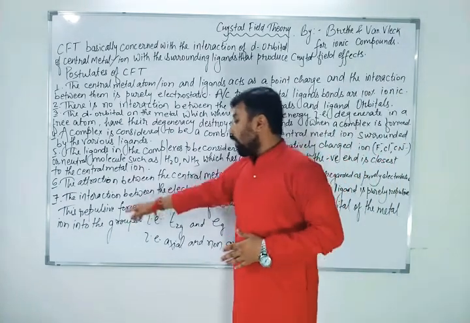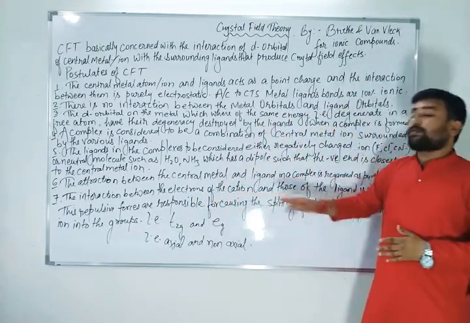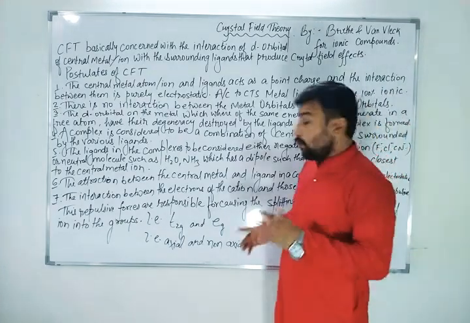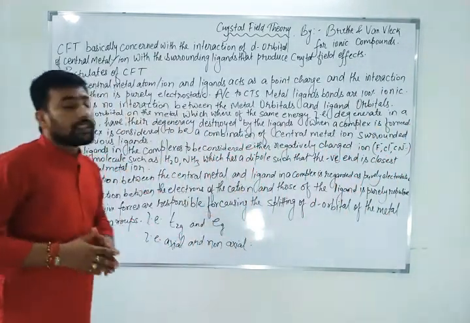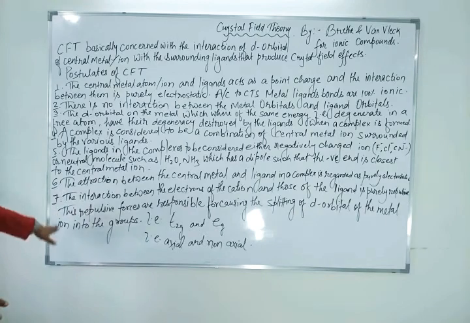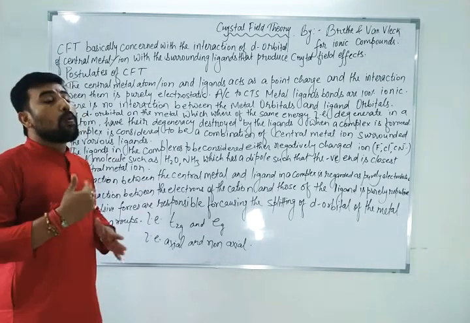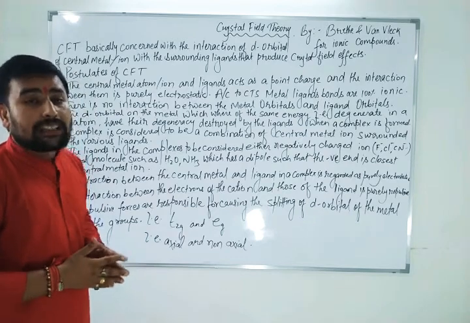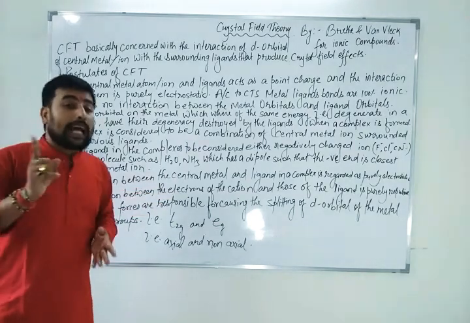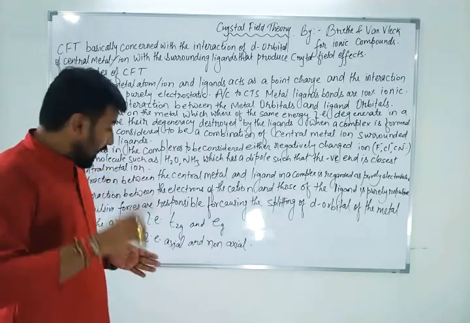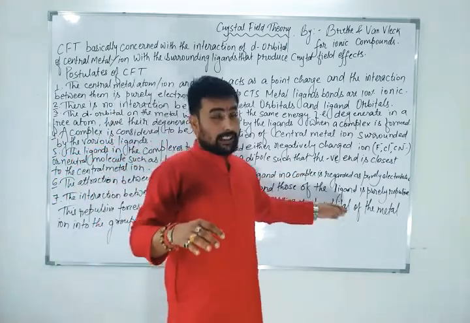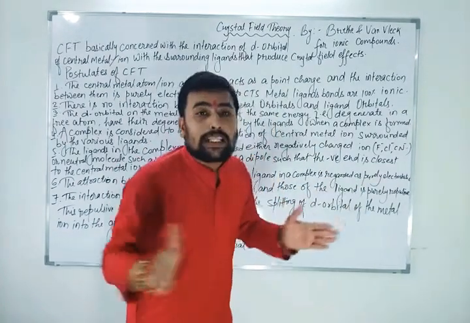Now the seventh point: the interaction between the electrons of the cation and those of the ligand is purely repulsive. The repulsive forces are responsible for causing the splitting of the d orbitals of the metal ion into groups. Remember this, it is the main important point of crystal field theory: why d orbitals split into two parts, that is t2g and eg, axial and non-axial. So the interaction between the electrons of the cation, meaning the metal, and those of the ligands, which are anions, is purely repulsive.